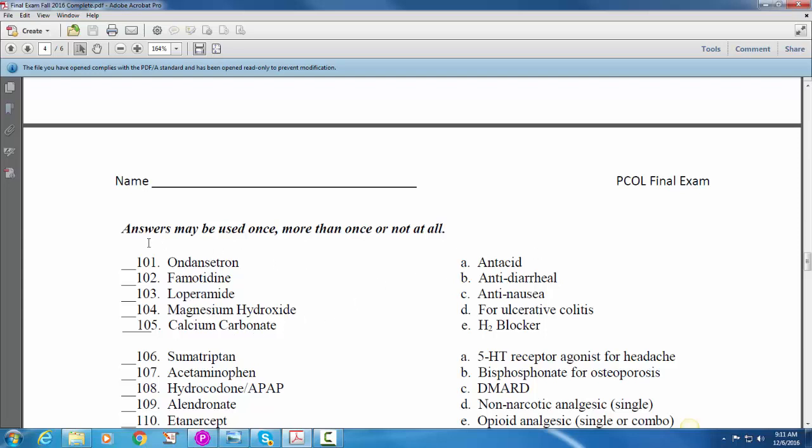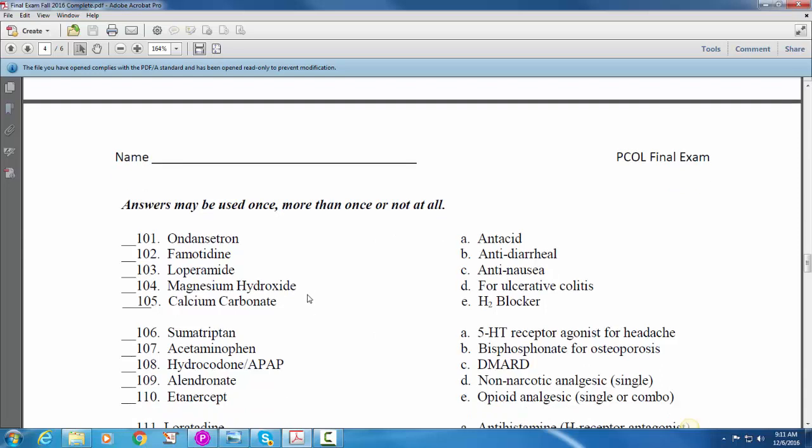So notice, can be used once, more than once, or not at all. And then the ulcerative colitis, there is no medication for that. So just be aware of that. And then here we have sumatriptan, and we see the triptan ending. So we know that it's a 5-HT receptor agonist for headache.